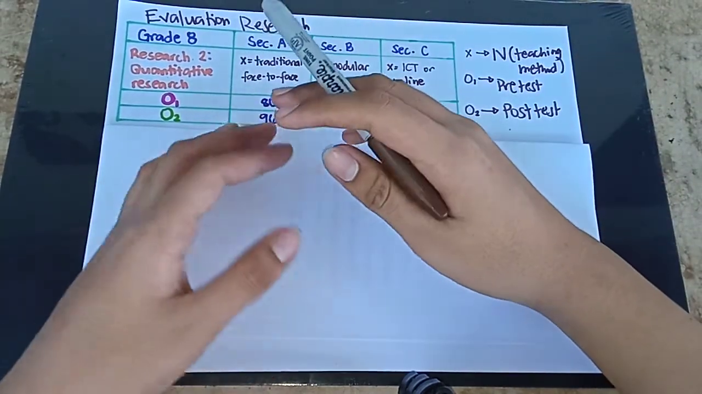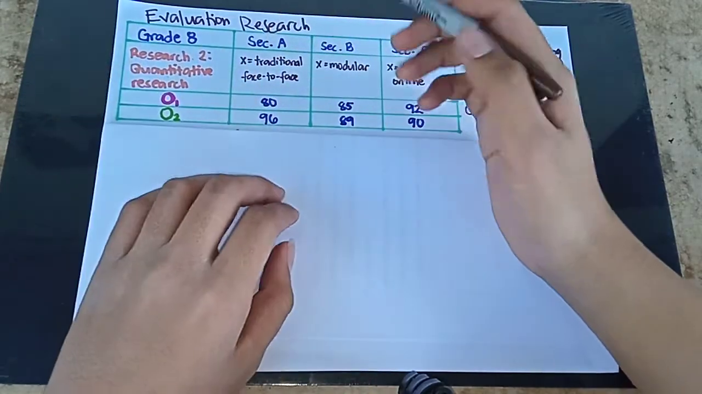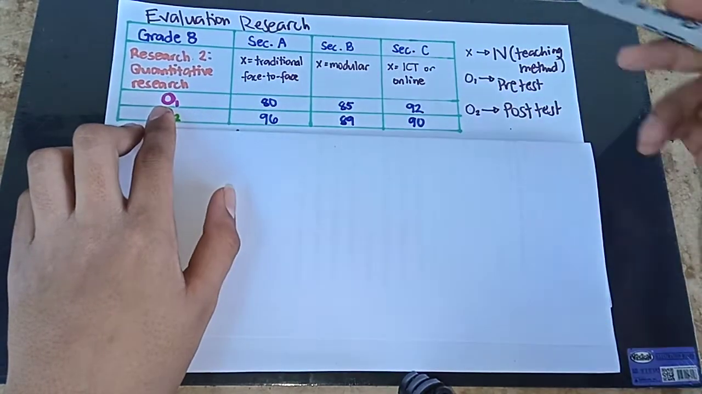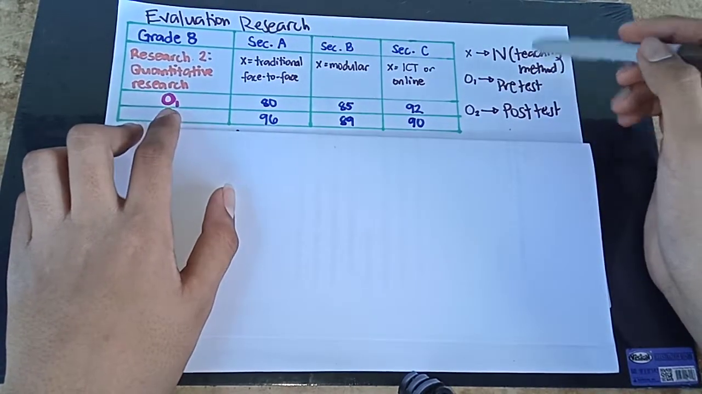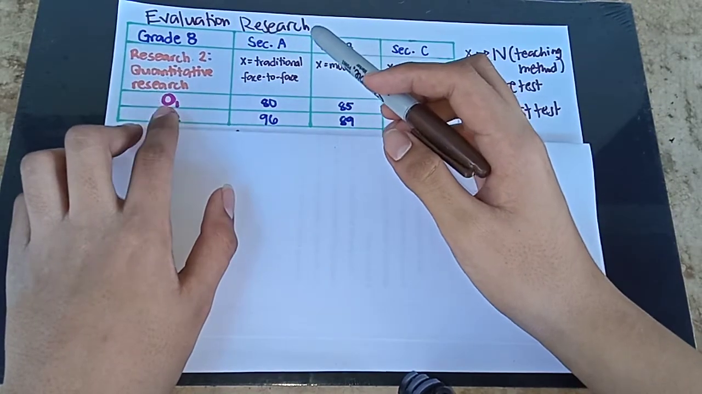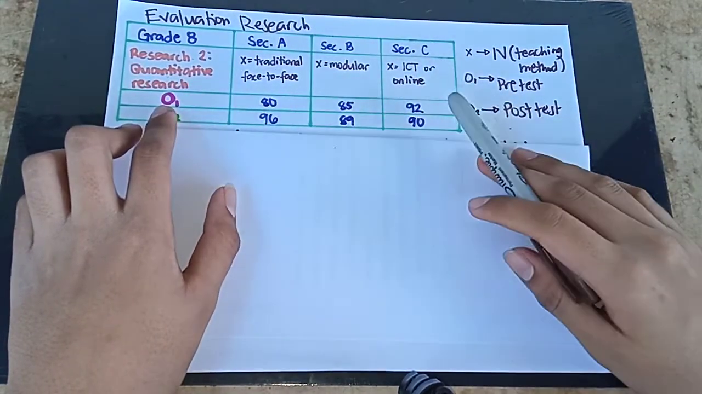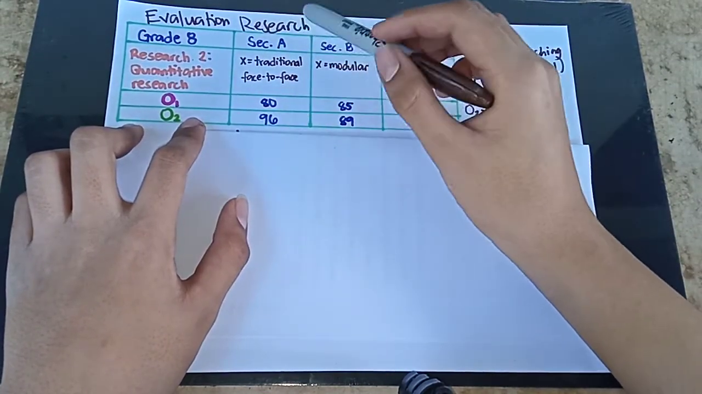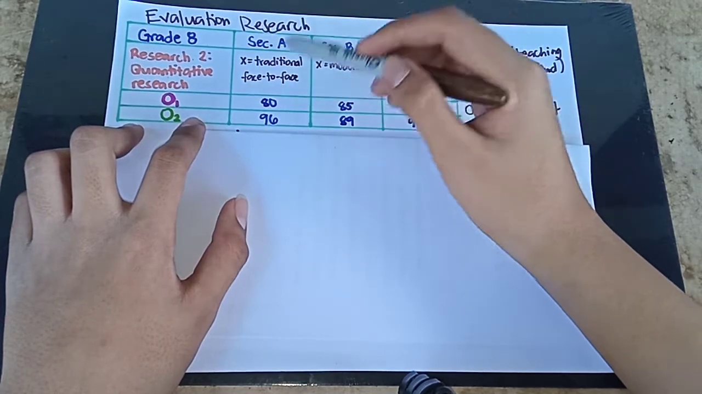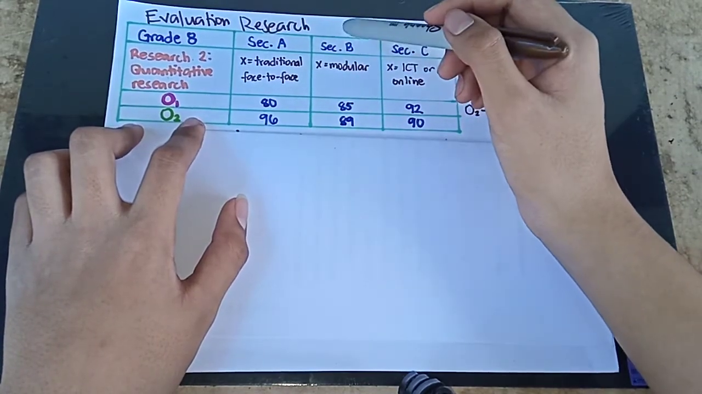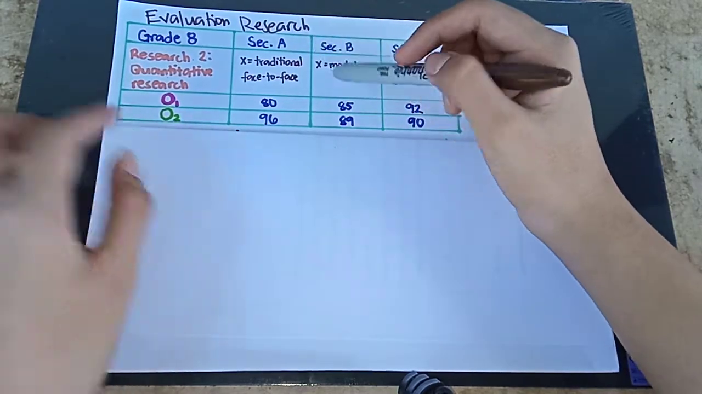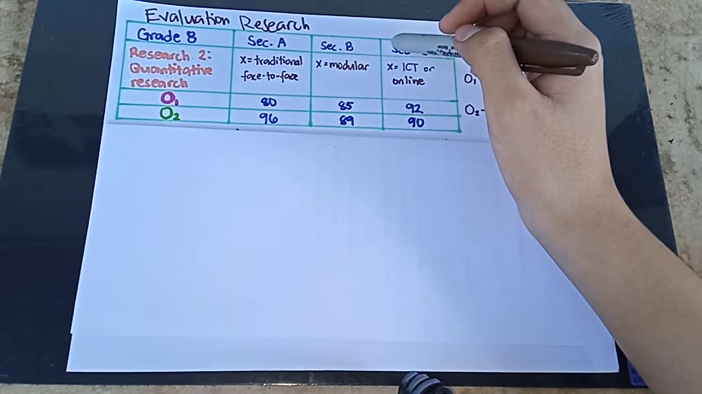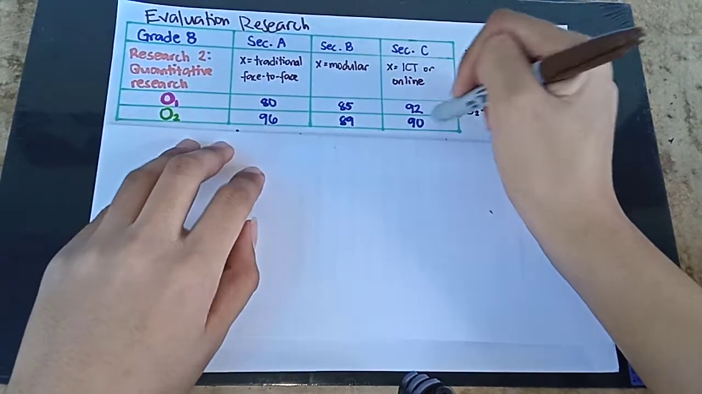Now, in our evaluation research, O sub 1 means pre-test, so the pre-test gave the following average results. Section A yielded an average score of 80, while Section B yielded an average score of 85. Section C yielded an average pre-test score of 92.